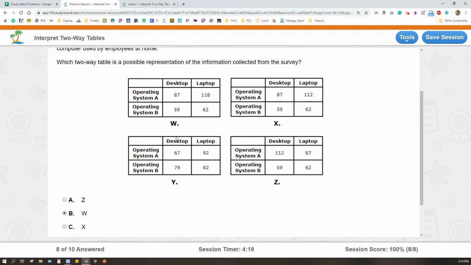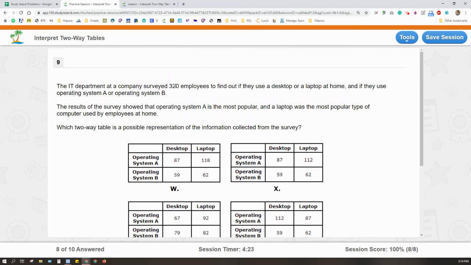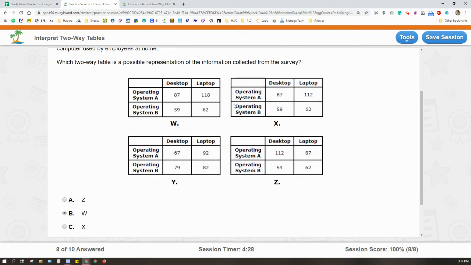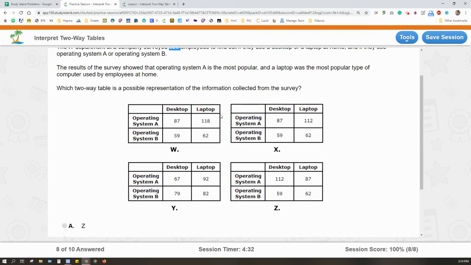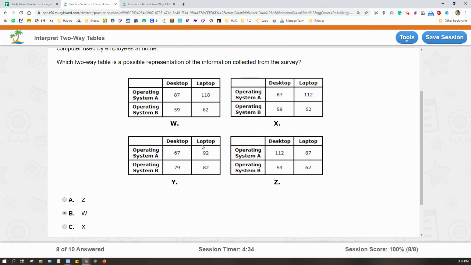So W or X, which one might be the right answer? We have to remember the other piece of information. It has to add up to 320 employees. So if it comes down to W versus X, we have to make sure we find the one that adds up to 320. Let's look at tables Y and Z and see if they're also contenders.